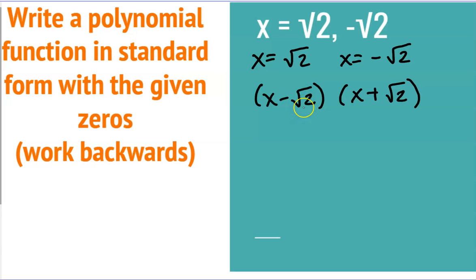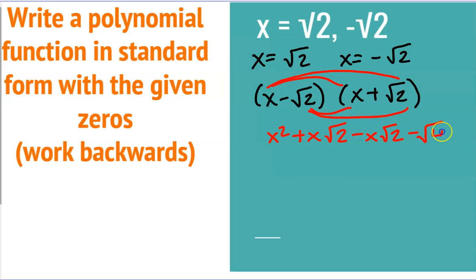Now that I have my 2 factors, I'm going to multiply. In this case, I can do FOIL. X times x will give me x squared. X times the square root of 2 is going to be plus x square root 2. Negative square root 2 times x is going to be negative x square root 2. And then finally, negative square root 2 times the square root of 2, well, it's negative on the outside. 2 times 2, that gives me the square root of 4.